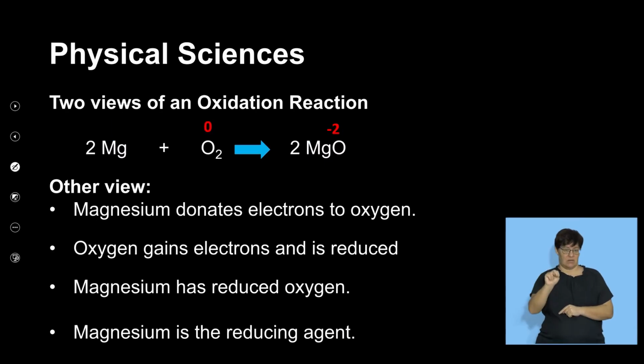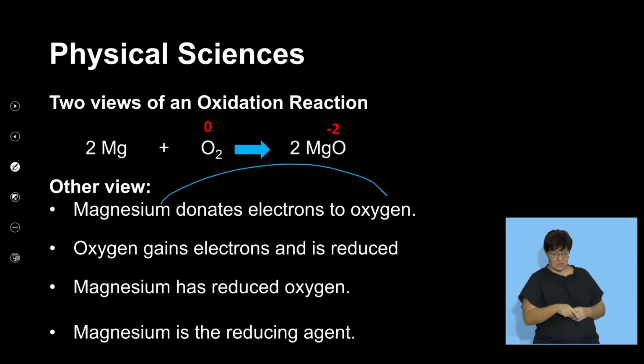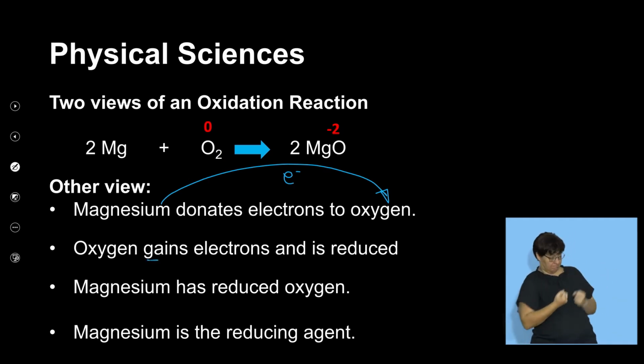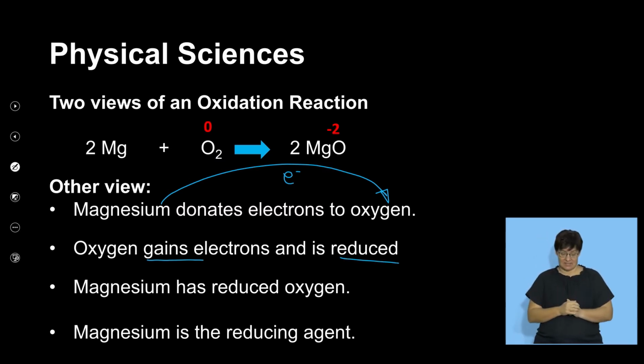Okay, and then also, we are saying magnesium donates electrons to oxygen. So the transfer is from magnesium to oxygen. So electrons are actually transferred between magnesium and oxygen in that direction. So oxygen gains electrons, so it is reduced, right? So magnesium has reduced oxygen. It's a different way of looking at it, okay?